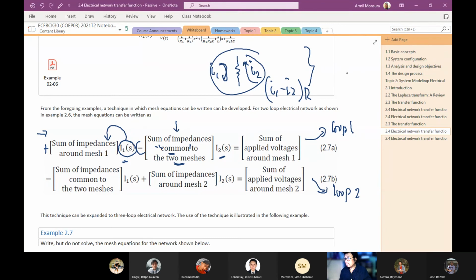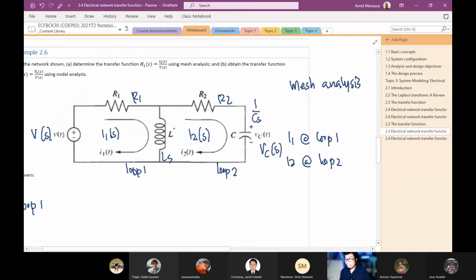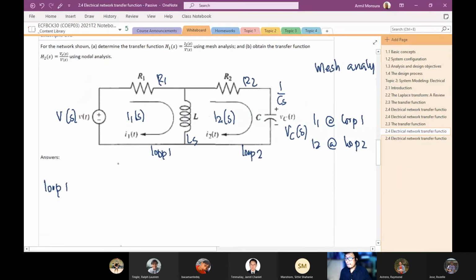Okay. So in this case, sa case ng circuit natin ito, ganito mangyayari dyan. At loop 1, which is in which I1 flows. Okay?